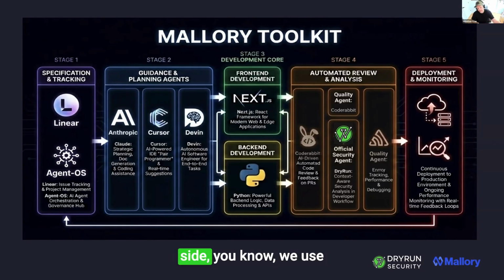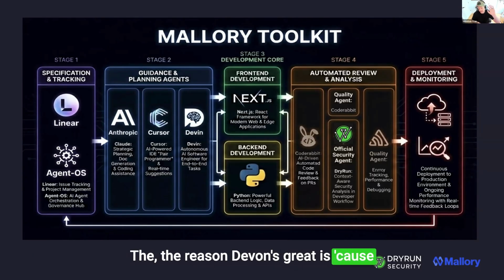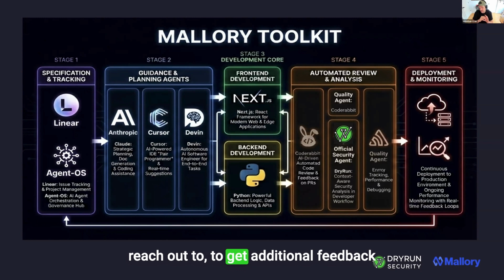Yeah, Linear on the left-hand side. We use Claude, Cursor, Devin. Actually, I'll just put a plug for Devin in here. The reason Devin's great is because it's got the DeepWiki thing, where it's an MCP server that you can reach out to get additional feedback on the code base from the agent.